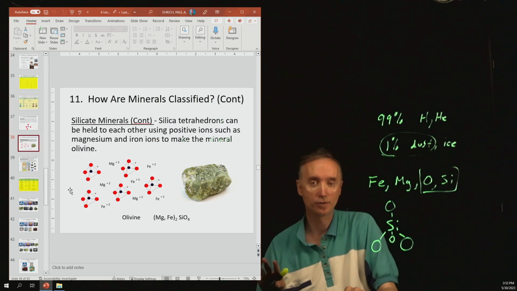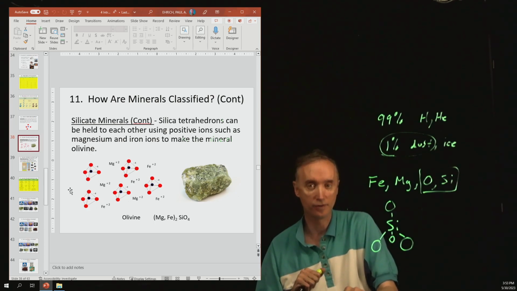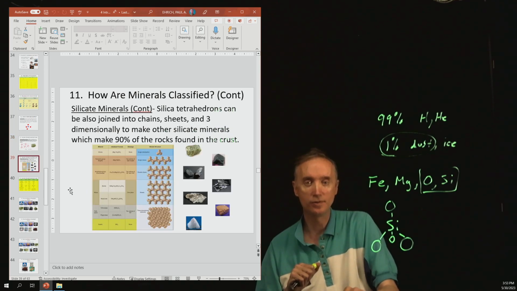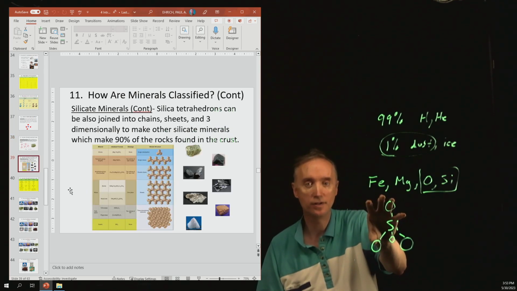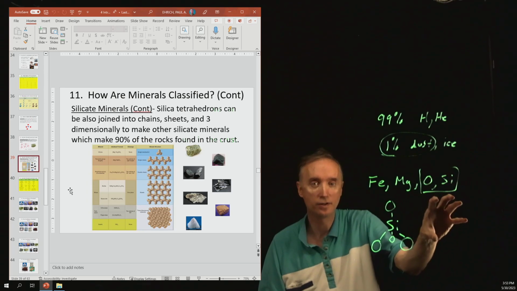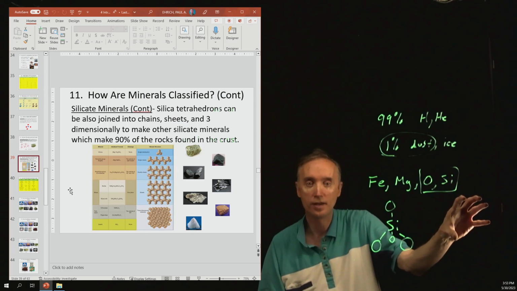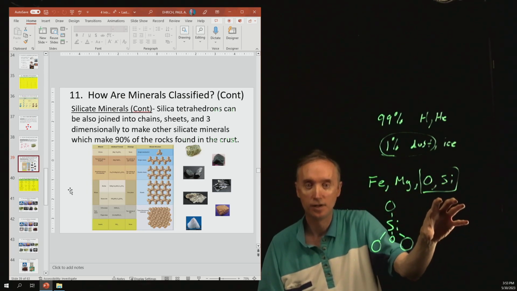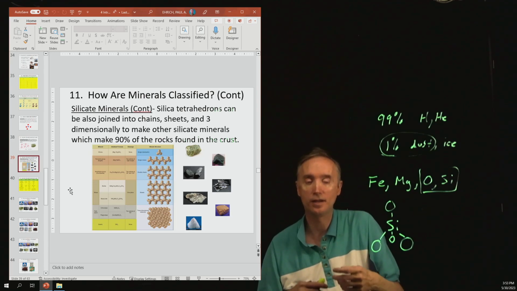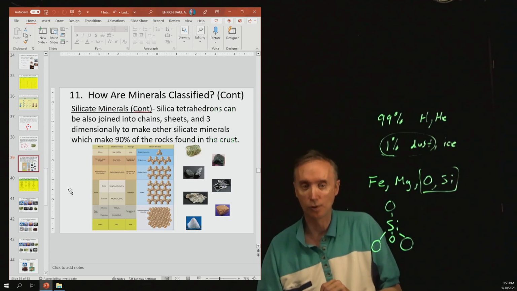Don't worry about the chemical formula for olivine. You would not need to know that for the exam. Sometimes the silica tetrahedrons can be hooked together in a chain, or they can be a double chain. So that's where pyroxene and amphibole, those minerals, come from.